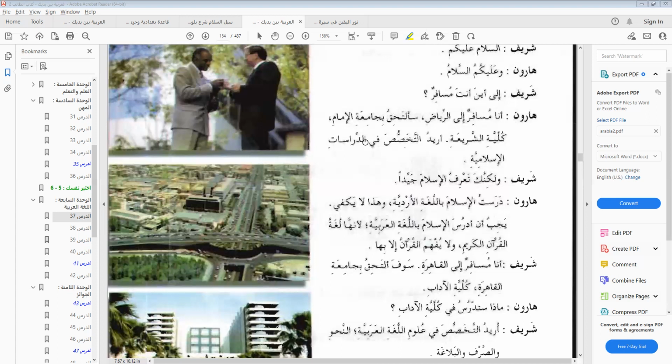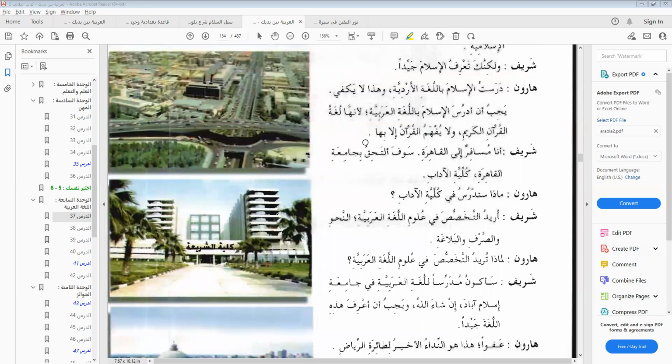And it says, ana musafirun ila al-Qahira. I'm traveling to Cairo. Sawfa altahiqu bi-Jamiat al-Qahira. I'll also be admitted to the University of Cairo. Kulliyat al-Adab, the College of Arts. Adab means arts. College of Arts. It says, madha satadrusu fi Kulliyat al-Adab? What are you studying in the College of Arts? It says, uridu takhassus. I also need a specialization fi ulum al-lugha al-arabiyya, in the science of Arabic language. It says, sa-akunu mudarrisan li-lughat al-arabiyya, I will become a teacher for Arabic, fi Jamiat Islam Abad, in the University of Islamabad. I've become an Arabic teacher. So I need to understand Arabic very well. Inshallah, if Allah wills.